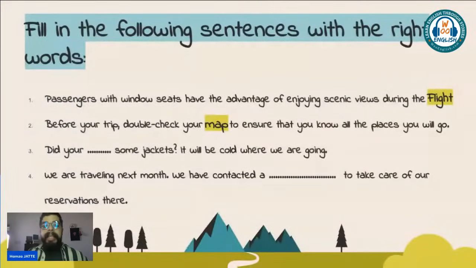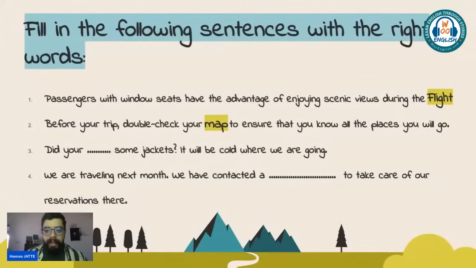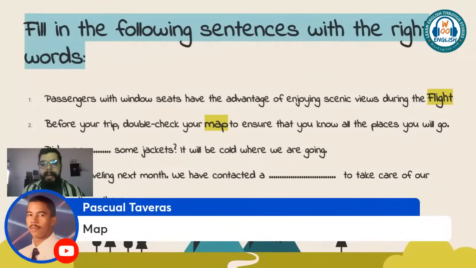All right. Did you some jackets? It will be cold where we are going. So the place that we are going to visit is very cold. So you should something jackets. What is the verb that we are looking for? Map. Okay, Taveras, thank you for sharing. Indeed, yes.